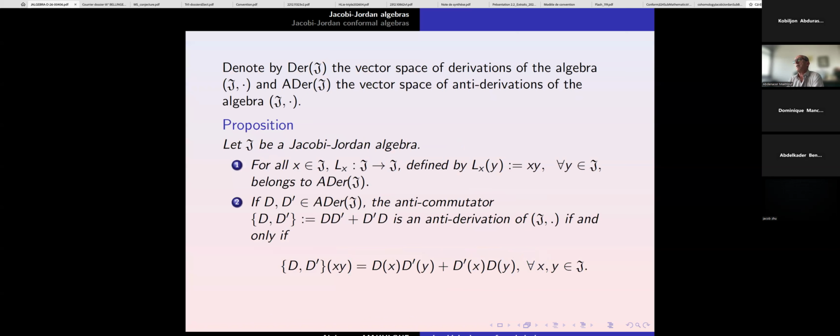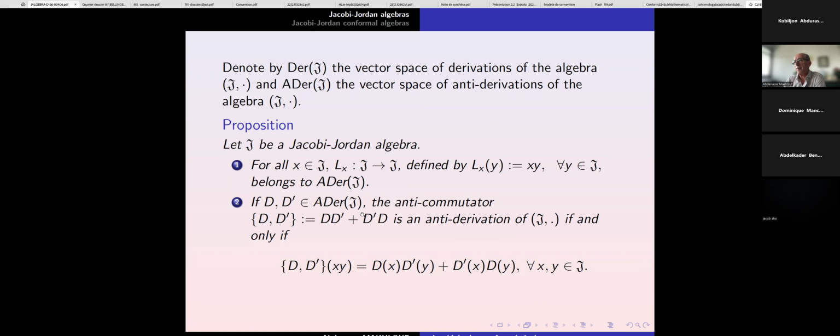In the sequel we will denote by der G the vector space of all the derivations of the algebra G, and the space of anti-derivations as well. Now, if we start with a Jacobi-Jordan algebra and consider the adjoint map defined by xy, then this is an anti-derivation. Well, that's why we introduced this concept of anti-derivation. This is an anti-derivation, not a derivation as in the case of a Lie algebra.